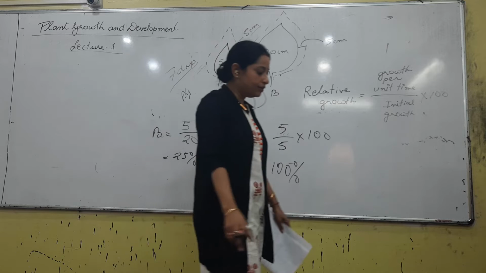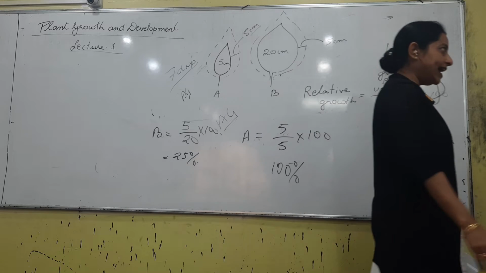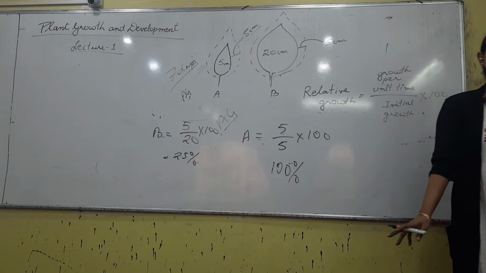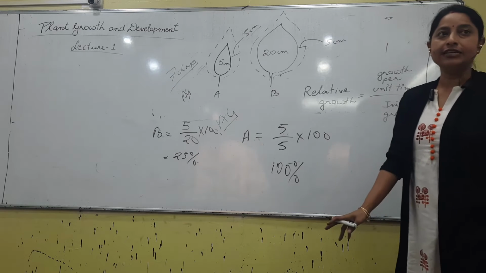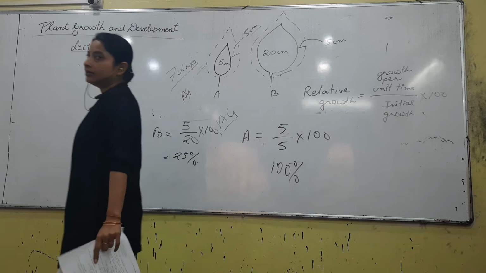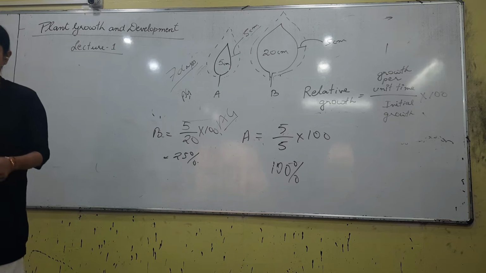So what we can conclude, the absolute growth for A and B is the same, that is 5 centimeter, but the relative growth is different. In case of A, it is 100, in case of B, 25.